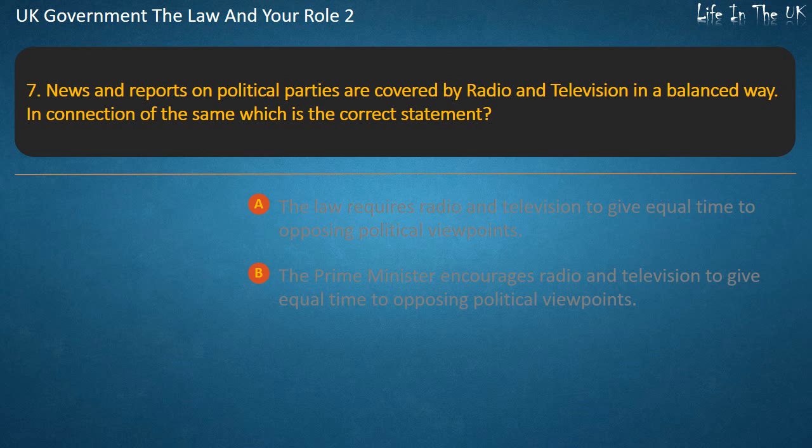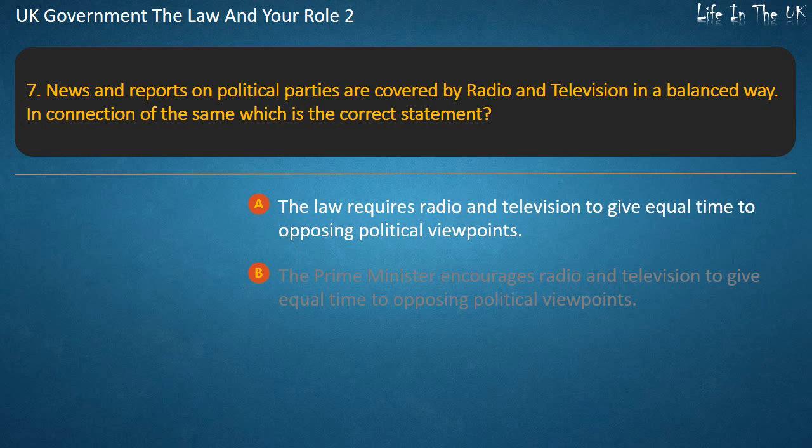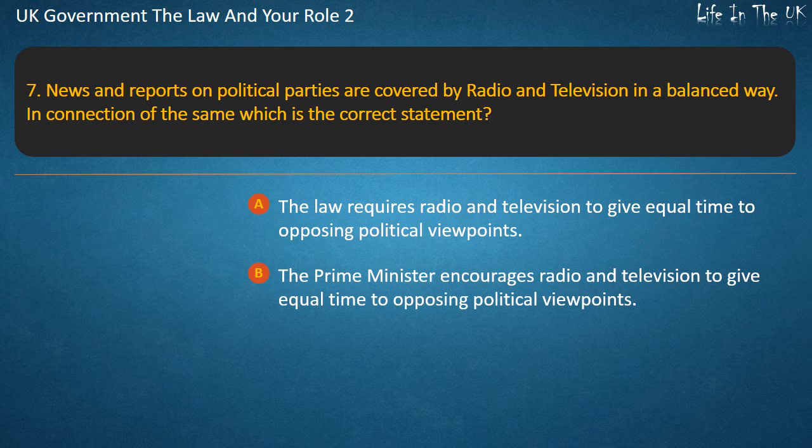Question 7. News and reports on political parties are covered by radio and television in a balanced way. In connection of the same, which is the correct statement? The law requires radio and television to give equal time to opposing political viewpoints. The Prime Minister encourages radio and television to give equal time to opposing political viewpoints. Answer. The law requires radio and television to give equal time to opposing political viewpoints.